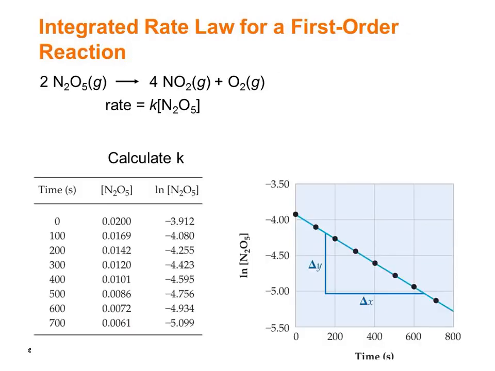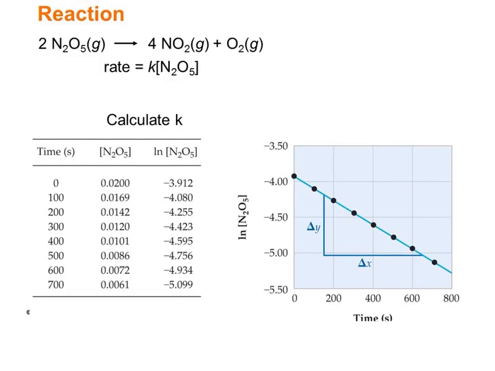Again, this is just an example of how, if I gave you a graph of the natural log of a substance versus time, you can see it's a first-order equation. How can you tell it's a first-order equation? Because it's linear. And because it's linear, we know that the slope is going to equal the opposite of k. So I can solve for k by calculating the slope of this line here.